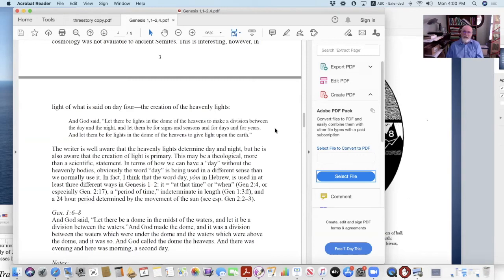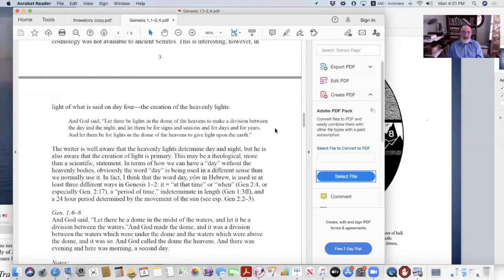How does one calculate days or time before there are heavenly bodies, such as the sun and moon and stars? In terms of how we can have a day without the heavenly bodies, obviously the word day is being used differently than perhaps we normally use it. I think that the word day, yom in Hebrew, is used in at least 3 different ways in Genesis 1 and 2.